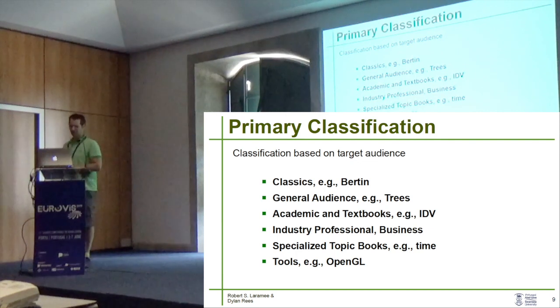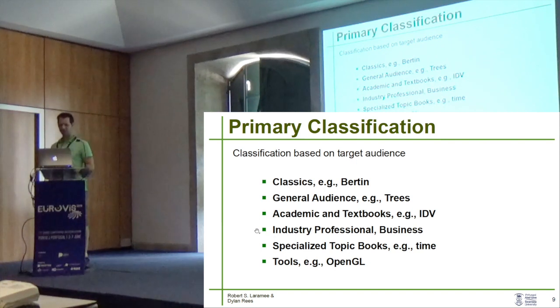Now the target audience, the target classification is based on target audience. And here is the primary dimension of the classification. And that's based on the reader. Who is the readership? Who is the book targeted at in terms of their reader audience? So we have a group of classic books that I think everybody in this audience is familiar with, like the Bear Time book. We have general audience books, so those are books that don't require necessarily any background in computer science. Then we have our academic and textbooks, which I think a lot of people in this audience like.